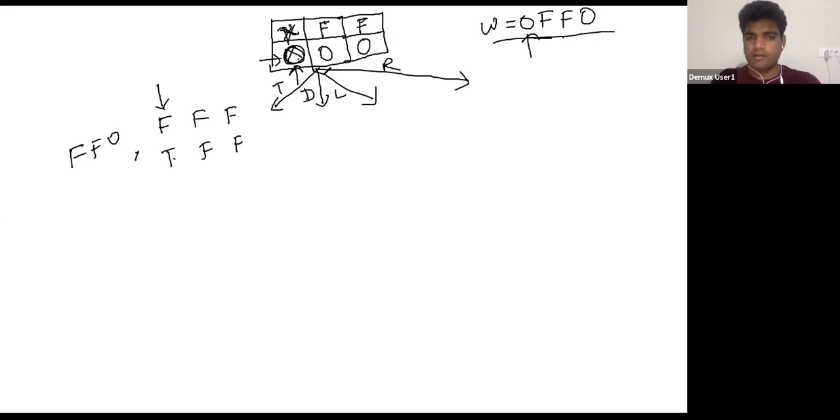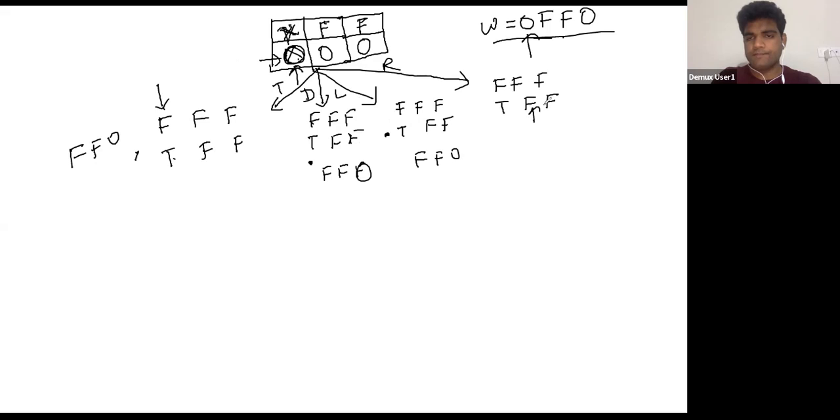If you go down, then you will have basically the same matrix, with F, F, F, T, F, F. This is false and true, by the way. And you will have FFO, but your position will be here. If you take the left one, you will again have F, F, F, T, F, F. Your position will be here, and you will be left with FFO. And finally, the fourth case, when you go right, you will be left with true, false, false. You will be here, and your remaining word will be FFO.